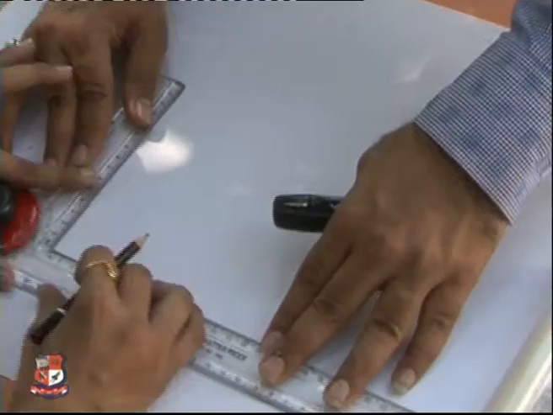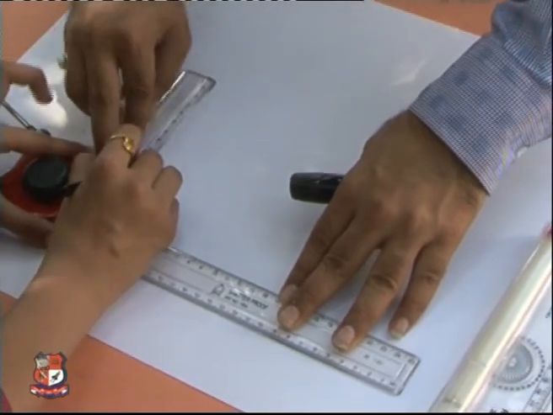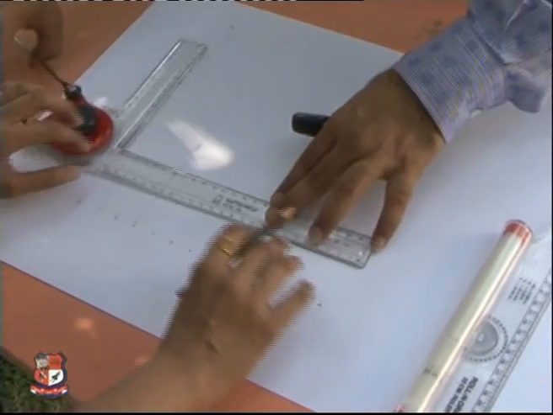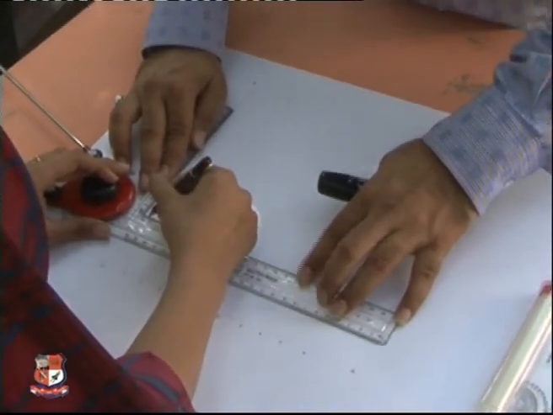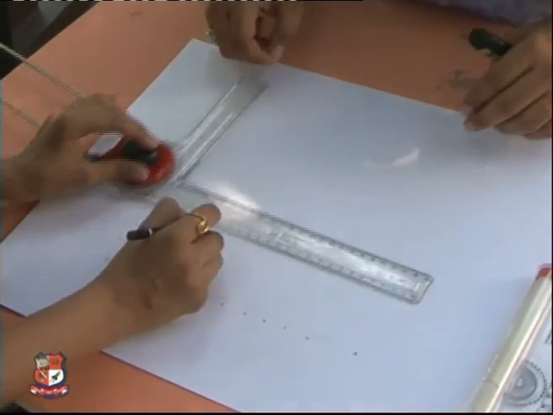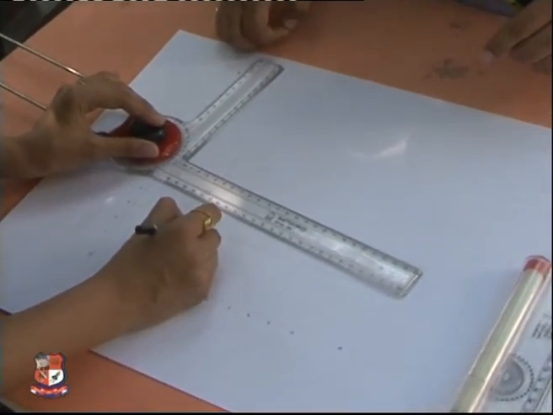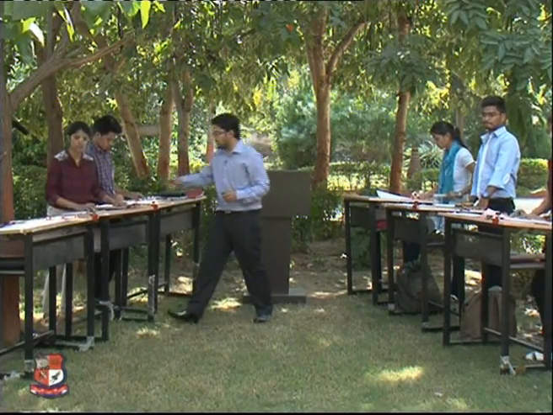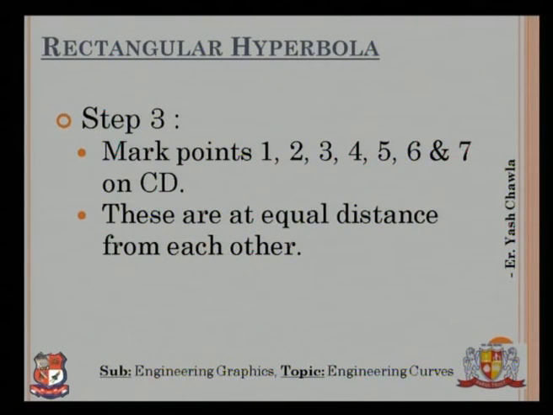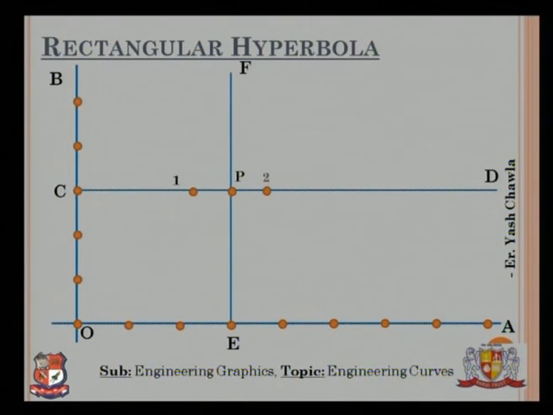Now draw a straight line upwards. From this, draw a straight line up. Extend it here. Good. Mark this point, 3 cross 3. Next step, mark this point as P. Now mark points 1, 2, 7 on CD in such a way that these distances are equal from each other on CD. This is CD.